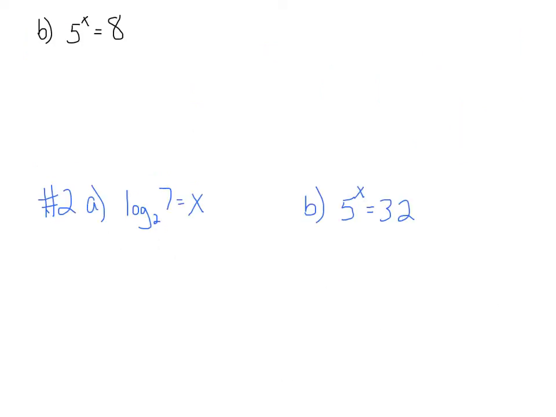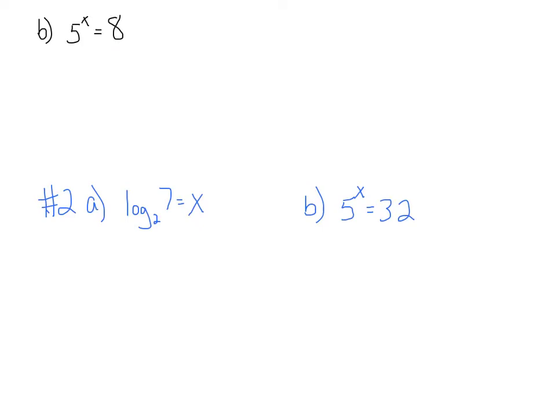So let's try a couple. So here we have 5 to the what power equals x? Well, first off, we know that the answer is somewhere between 1 and 2, because 5 to the first is 5 and 5 to the second is 25. It's probably closer to 1.